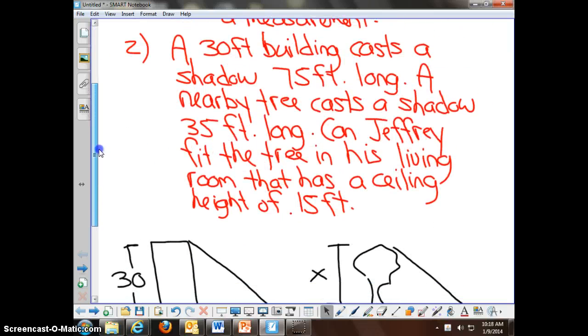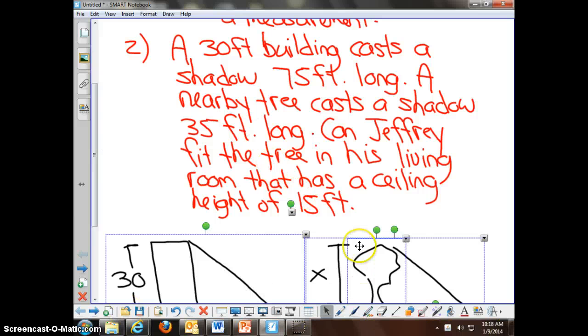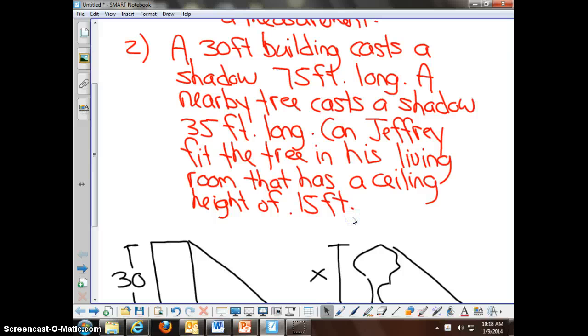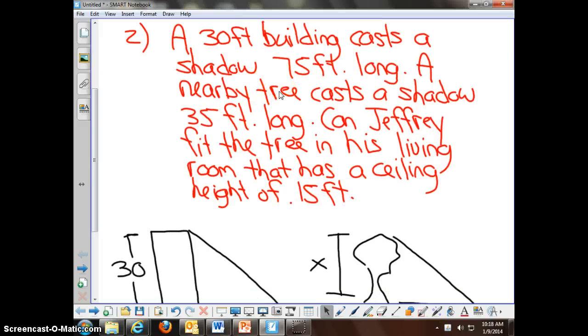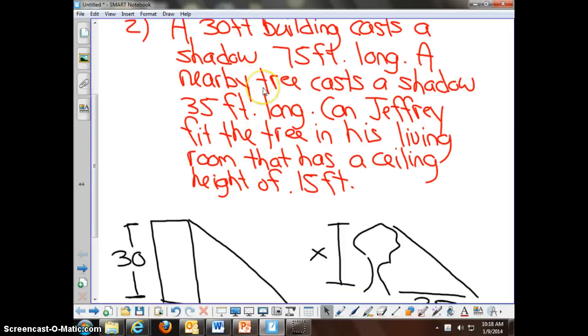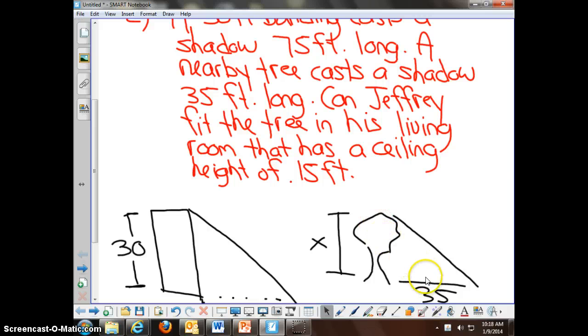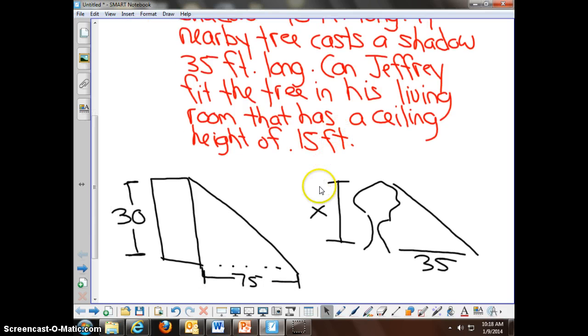We're dealing with problem number 2 after we defined indirect measurement. We know that Jeffrey wants to put a tree in his living room. We have a lot of information already. The building he is standing next to is 30 feet tall and casts a shadow that's 75 feet long. He also has determined that the shadow of a nearby tree is 35 feet long, and he wants to know the height of that tree. 15 feet is the height of his living room ceiling. Can he fit that in there?